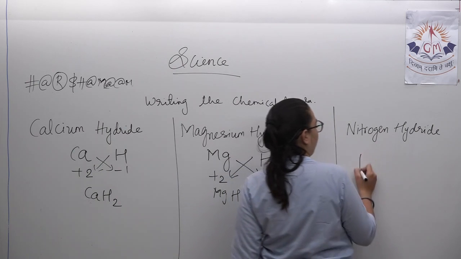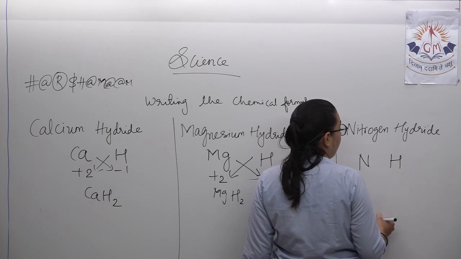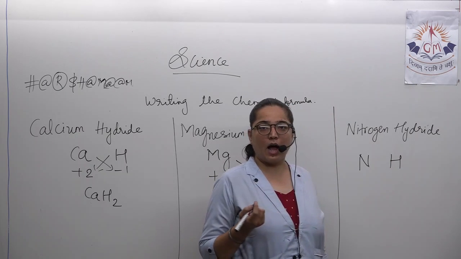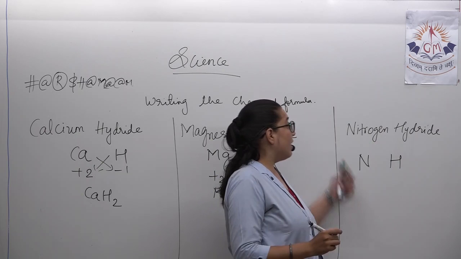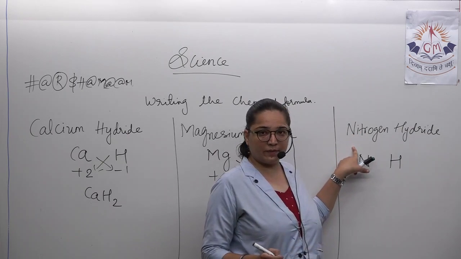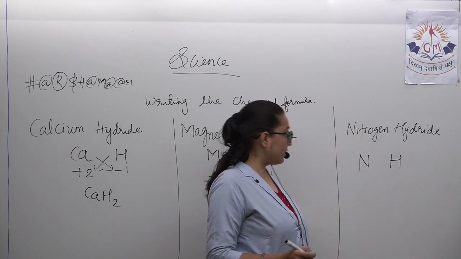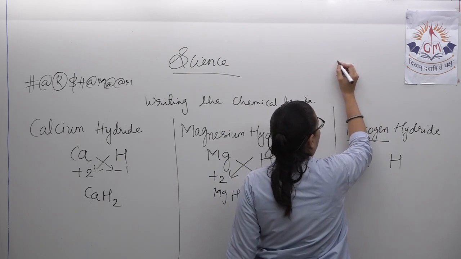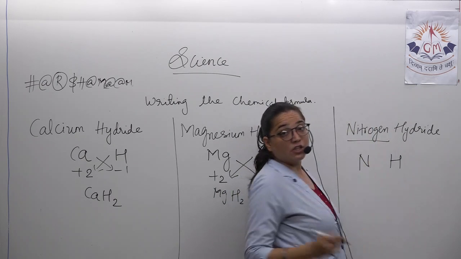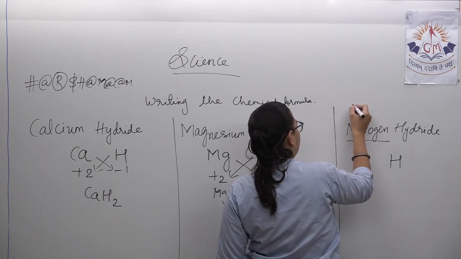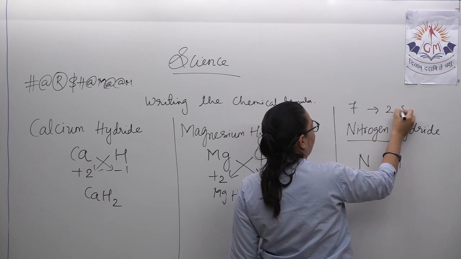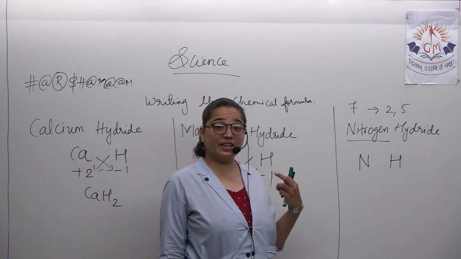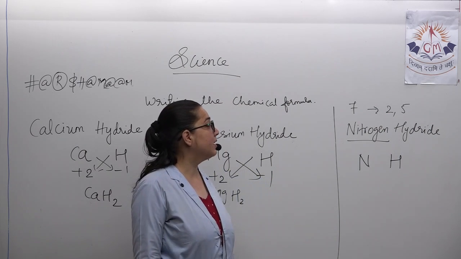Nitrogen hydride, nitrogen and hydride. This is what you might be thinking. Okay, oh, how can this happen? That is, nitrogen is a non-metal, right? Why? Because its atomic number is, what is the atomic number of nitrogen? Just count and tell. You will come to know that atomic number of nitrogen is 7. Its electronic configuration is 2, 5. That means it needs 3 electrons to become stable.